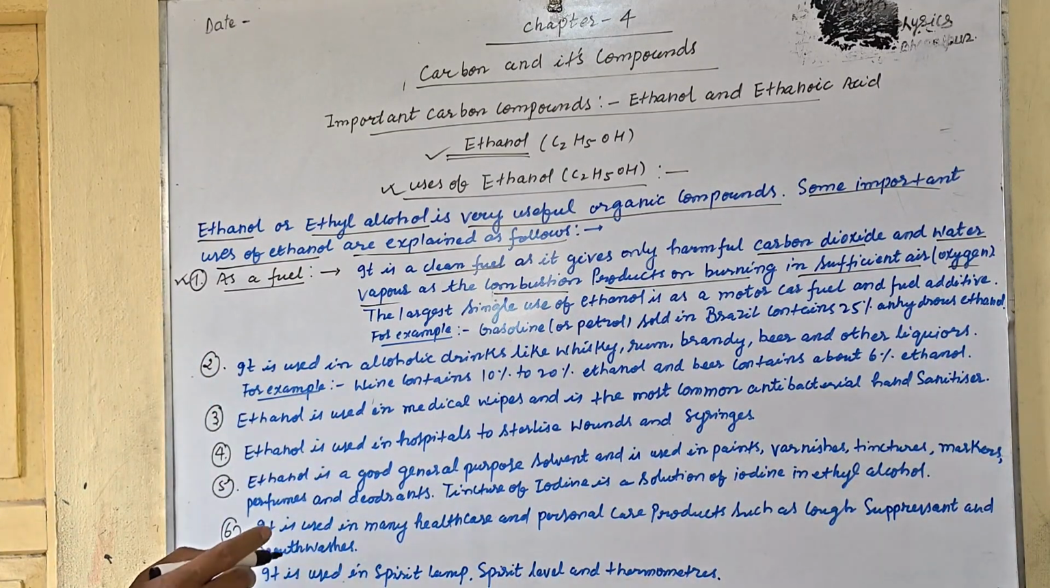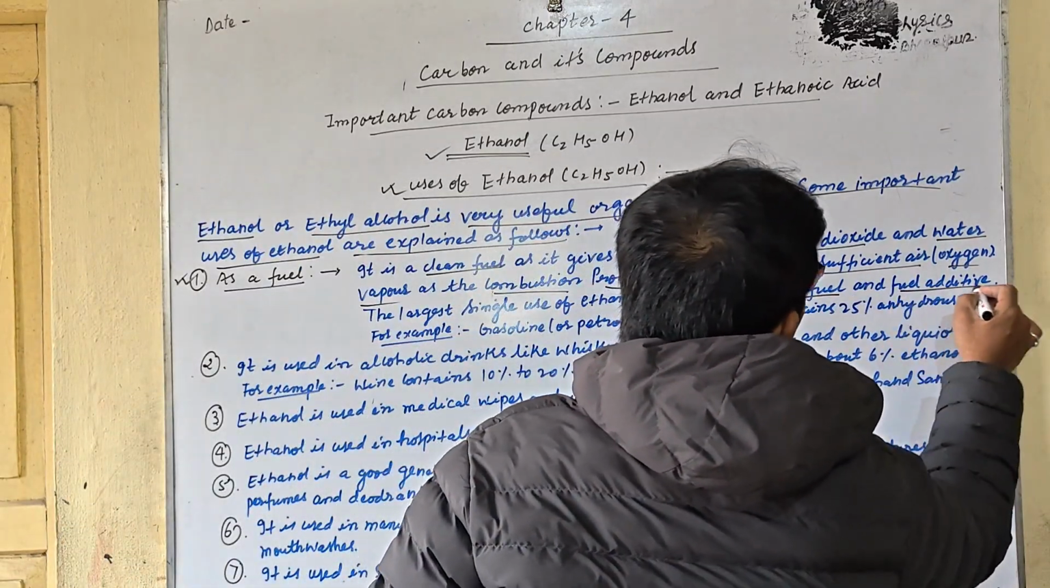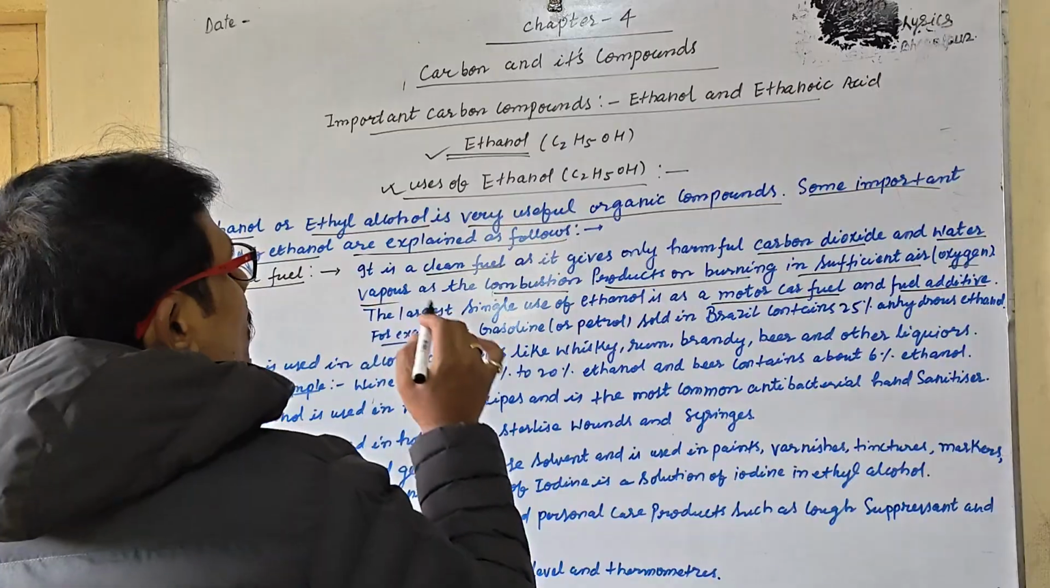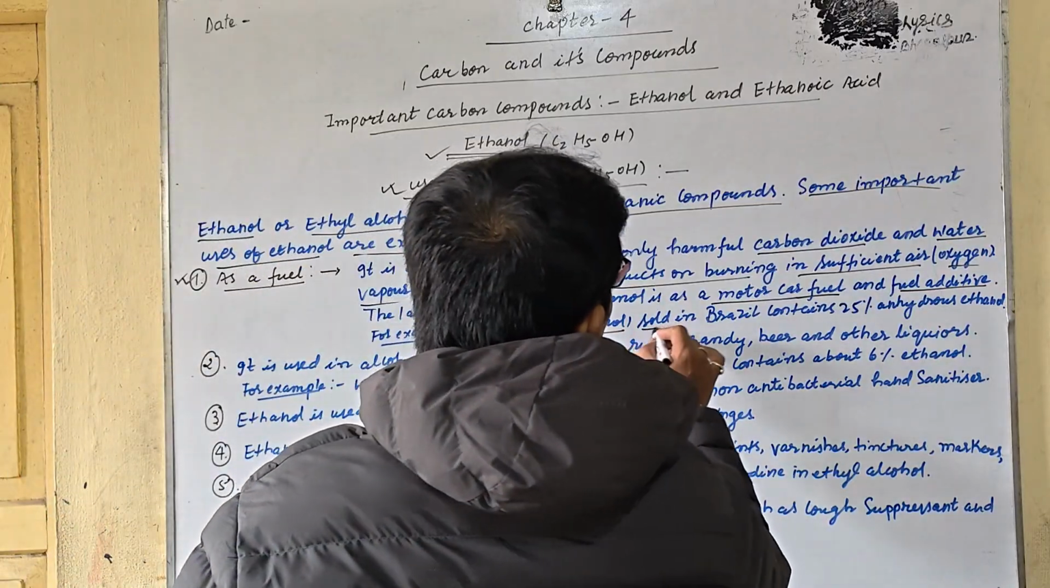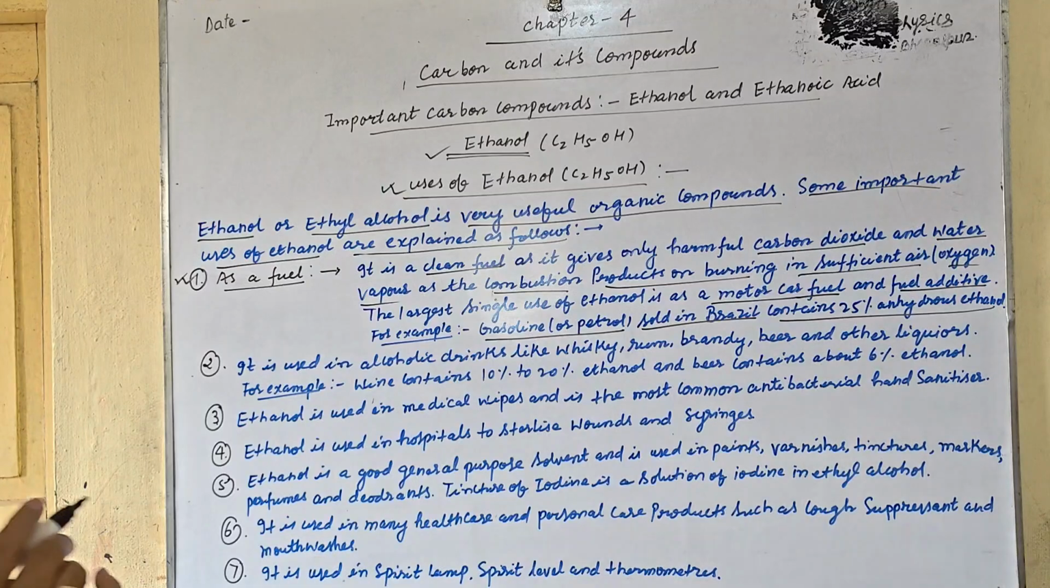The largest single use of ethanol is as a motor car fuel or as a fuel additive. For example, gasoline or petrol sold in Brazil contains 25% anhydrous ethanol. So it is quite clear about the use of ethanol as a fuel.